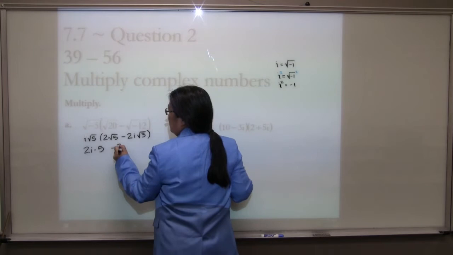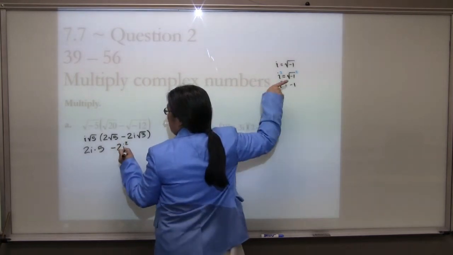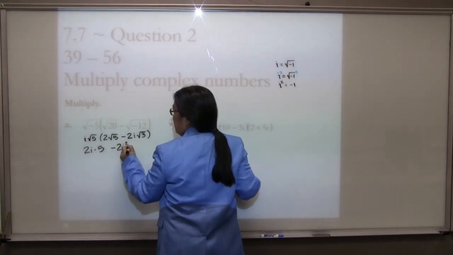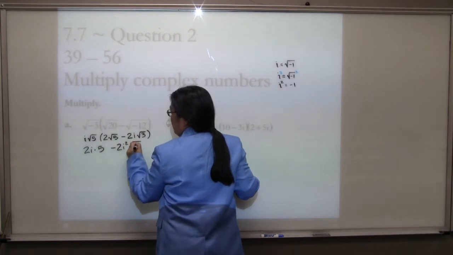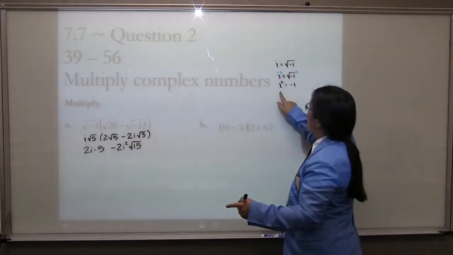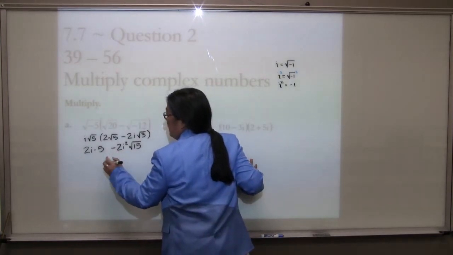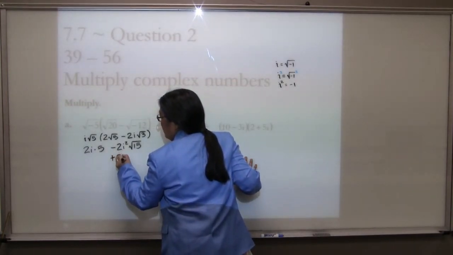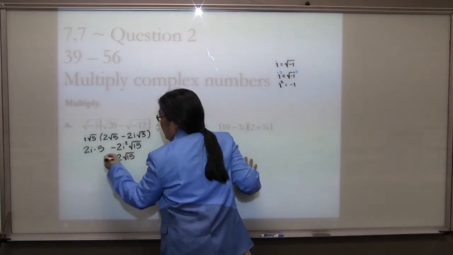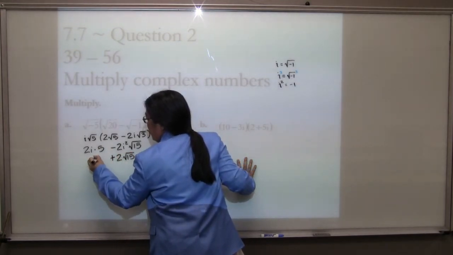Here, we will get 2i squared. Hey, i squared is going to be a thing. Inside things times inside things gives us a square root of 15. Now what was i squared? i squared was negative 1. So what's a negative 2 and a negative 1? That will give you a positive 2 square root of 15. And 2 times 5 gives you 10i.